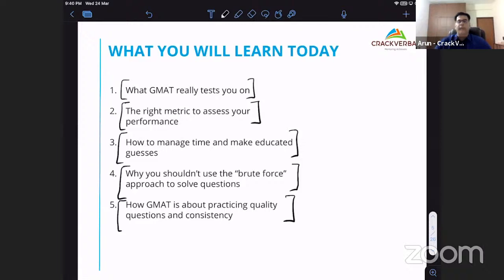I will be giving you a plan by the end. So if you stay with me till the end of the session, I'll give you a plan which gives you a very clear idea of how to go about taking the GMAT and applying to a B school in 2021. So the first question is, what does GMAT really test you on?